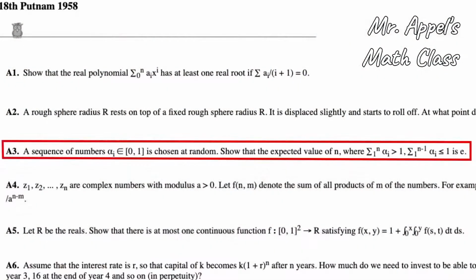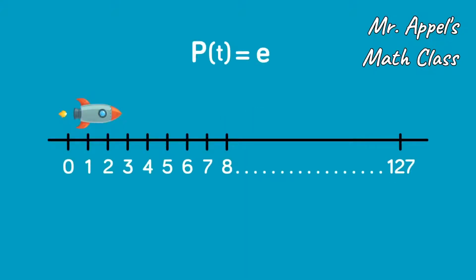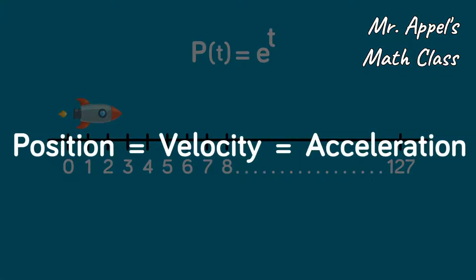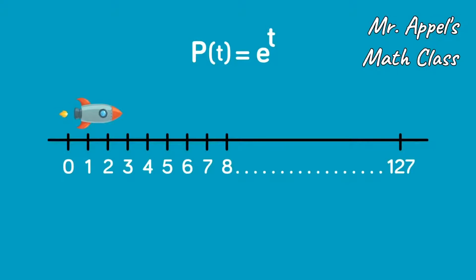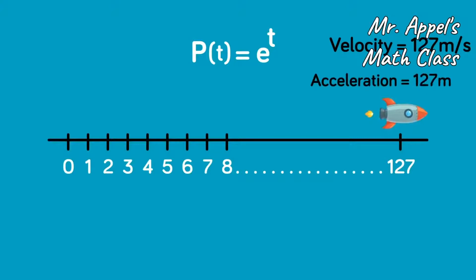e to the x also has, in my opinion, a very weird property that its rate of change is always itself. As in, if you were in a hypothetical rocket whose position was modeled by e to the t, where t is time, then your position, velocity, acceleration, and so on will always match. Which means, let's say, at the 127 meter mark, your velocity would be 127 meters per second, your acceleration would be 127 meters per second squared, and so on.